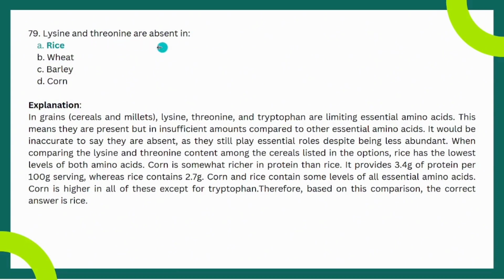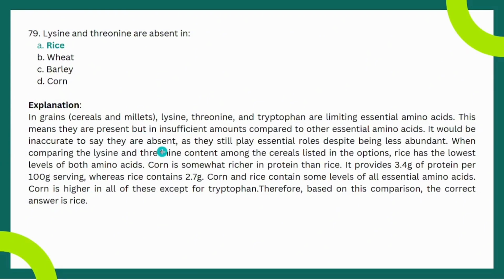Lysine and threonine are absent in, the answer is rice. It is quite familiar to all that in grains, including cereals and millets, lysine, threonine and tryptophan are considered as limiting essential amino acids. This means they are present in insufficient amount compared to other essential amino acids. Even though these are considered as limiting essential amino acids, it would be inaccurate to say that they are absent.